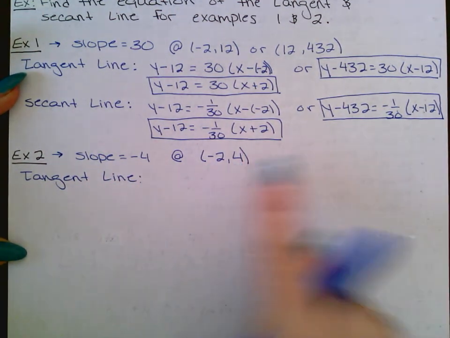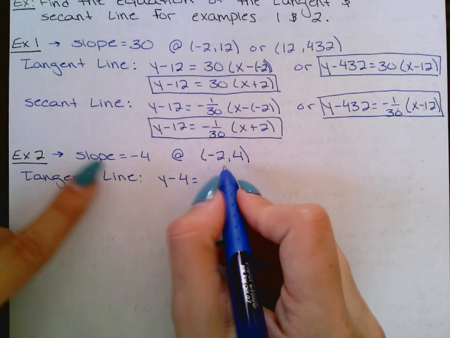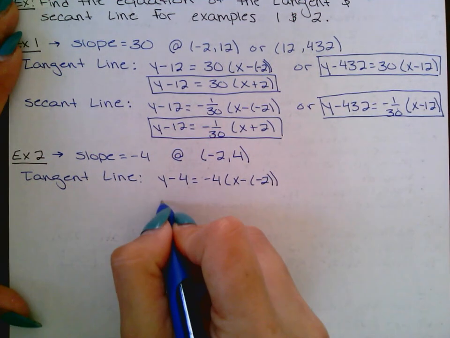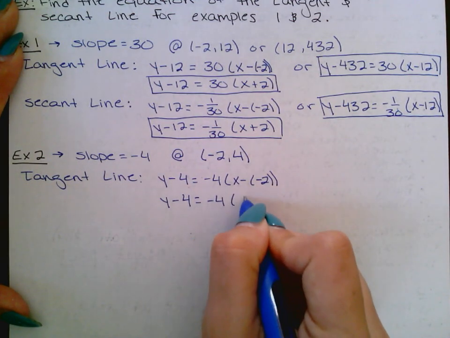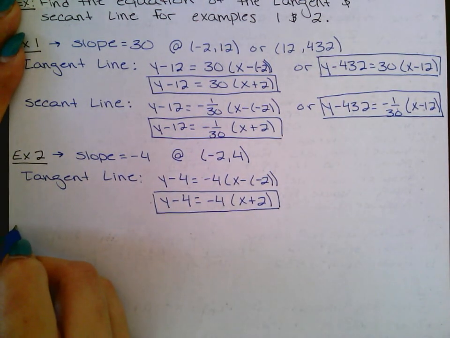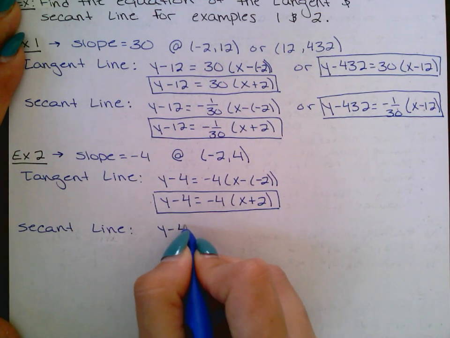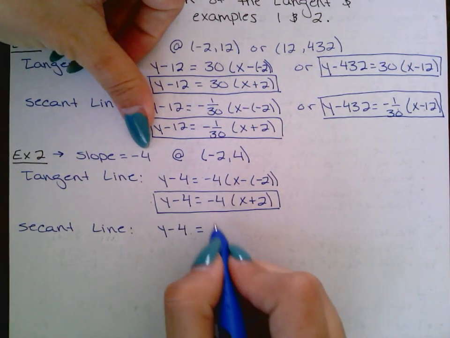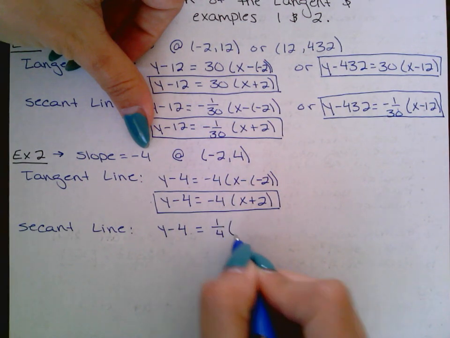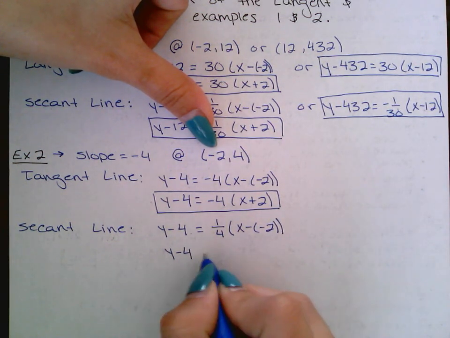So if they were asking for the tangent line, I don't have two options now, so I won't have an OR for this one. I would say y minus my y1 equals, tangent line has the same slope, and then x minus my x1, which this will clean up to an x plus 2 at the end. Okay. And now for the secant line, I would say y minus y1 equals, secant line has opposite, which means change the sign, so I'm going to have it as a positive, and reciprocal means flip the 4. So if it's 4 over 1, now it's 1 over 4. And then x minus the first x value. And again, I'm just going to clean that up at the end.